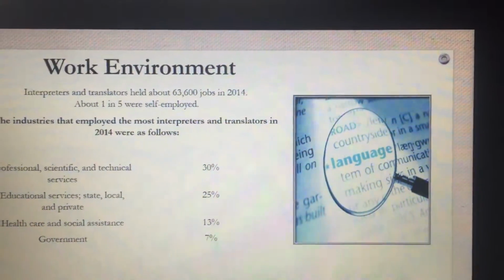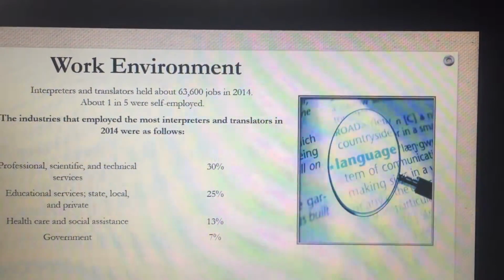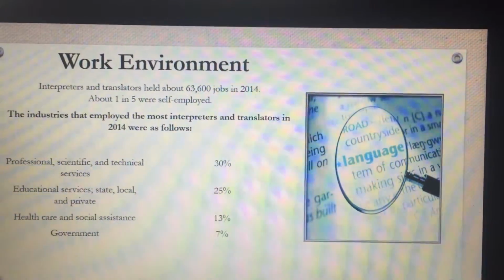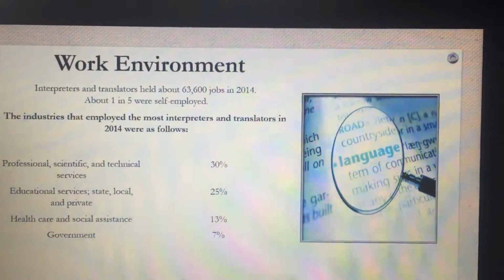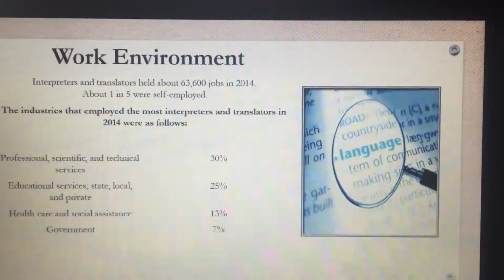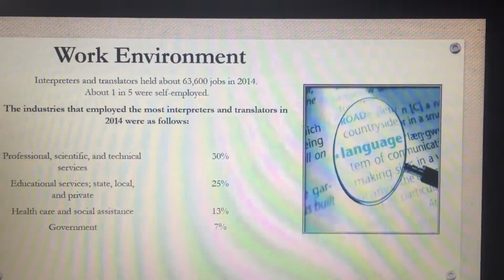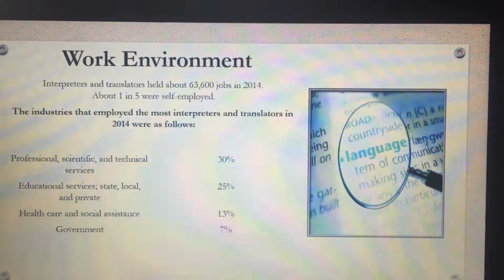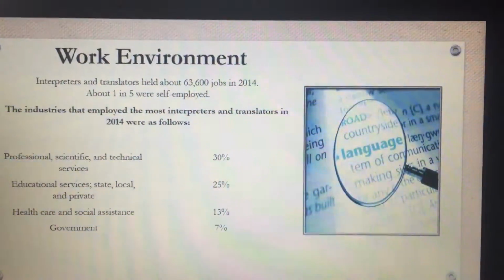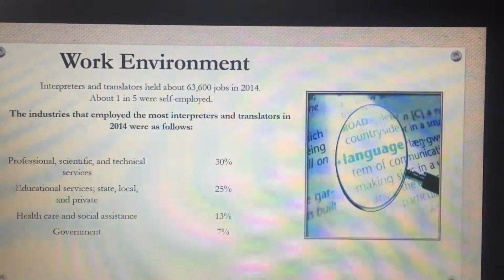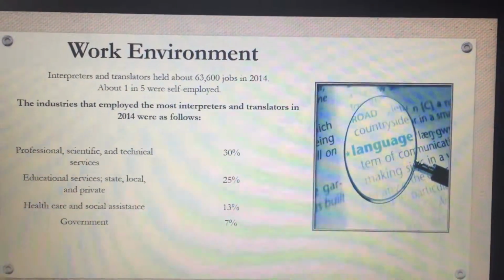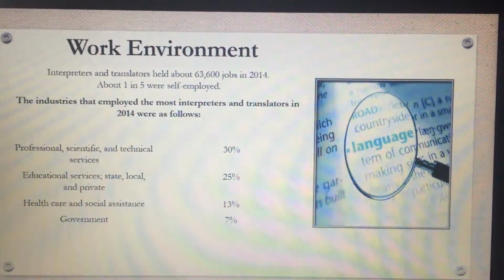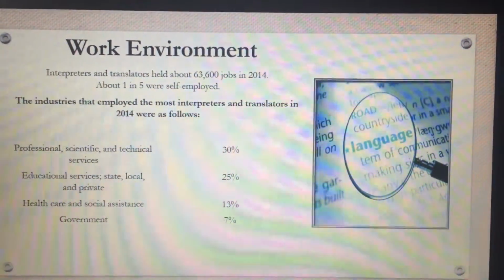Work environment. Interpreters and translators held about 63,600 jobs in 2014. About 1 in 5 were self-employed. The industries that employed the most interpreters and translators in 2014 were as follows: professional, scientific, and technical services, 30%. Educational services, state, local, and private, 25%. Healthcare and social assistance, 13%. Government, 7%.